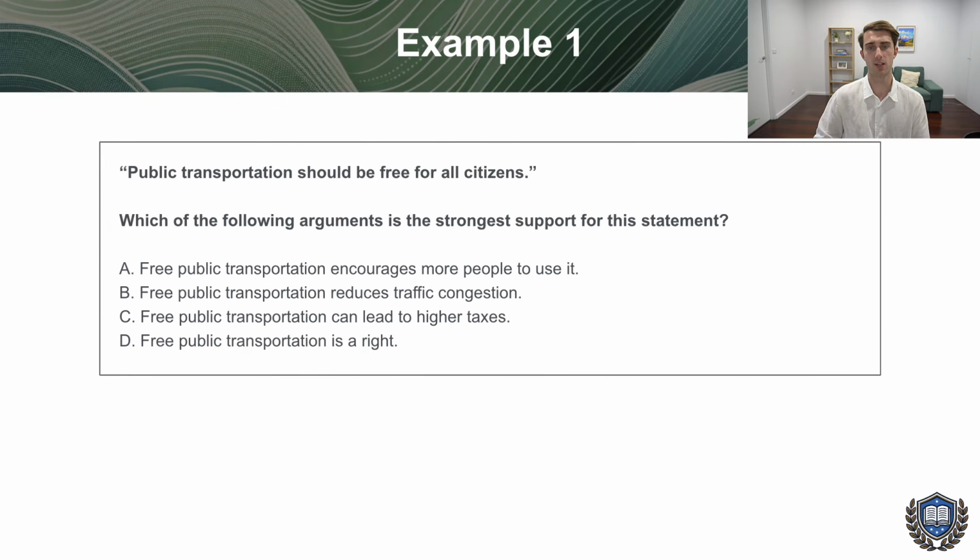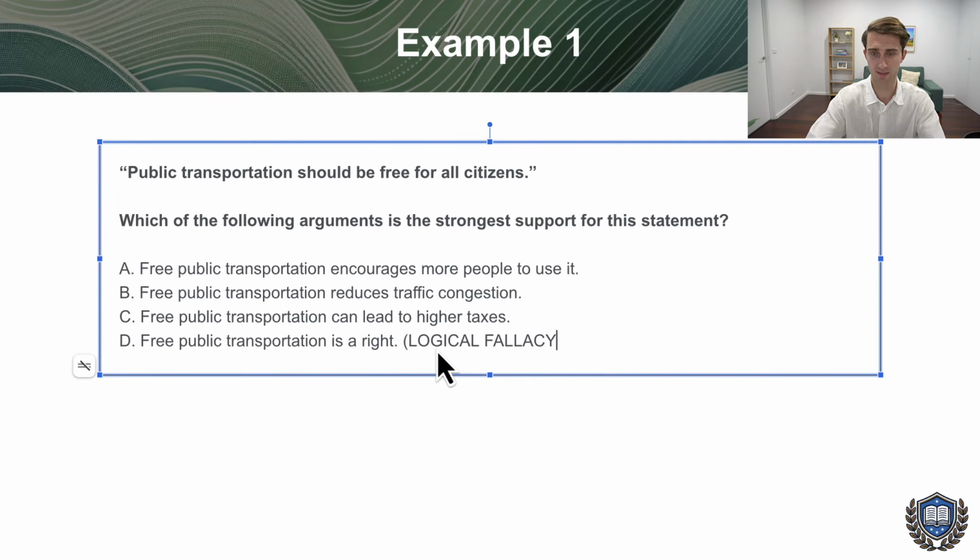Let's have a look at a quick question here now, which is public transportation should be free for all citizens. Which of the following arguments is the strongest support for this statement? Is it number 1, free public transportation encourages more people to use it? Is it B, free public transportation reduces traffic congestion? Is it C, it can lead to higher taxes? Or is it a right? So this one here, saying it's a right, I'd say is kind of personal opinion. I don't think this is necessarily a right, but probably more someone's opinion. And so this particular one probably suffers from the logical fallacy of being an opinion. It's a right, that's more someone's opinion.